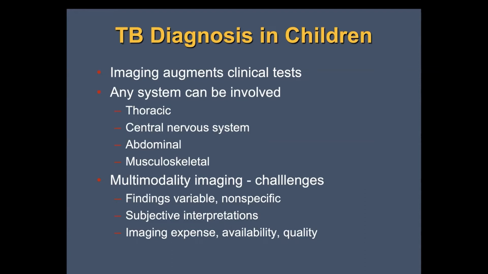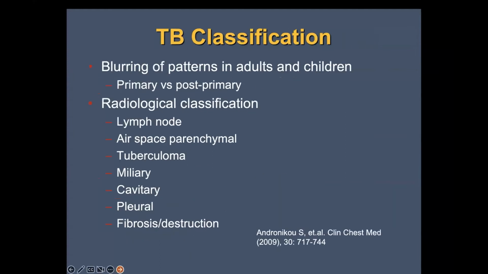There are some challenges with the imaging of TB. Some of the findings are variable between patients. Many of them are pretty nonspecific and can happen with multiple other types of diseases. Interpretation of chest X-rays is a little subjective, and not all radiologists in the world are that comfortable with pediatric chest X-rays. So pediatric radiologists have special expertise in that area. And then depending on where you're practicing, some imaging is expensive, may not be available, and the quality of the imaging is really, really important to make sure that you can find the findings that you want to see.